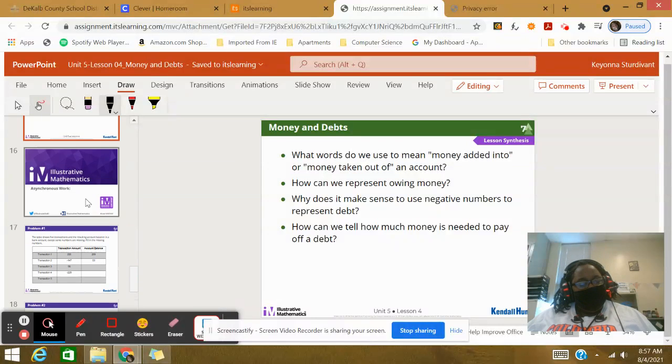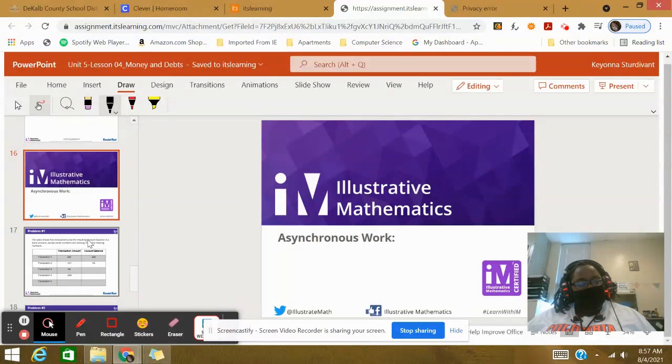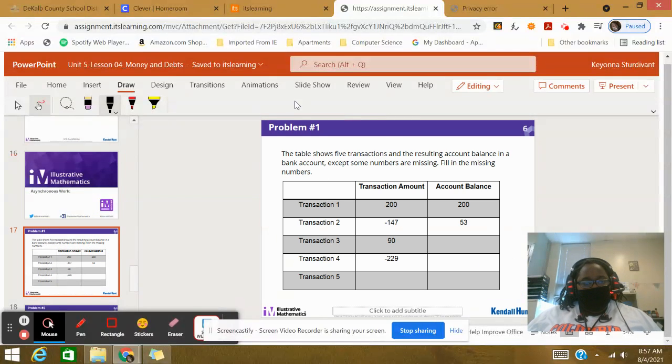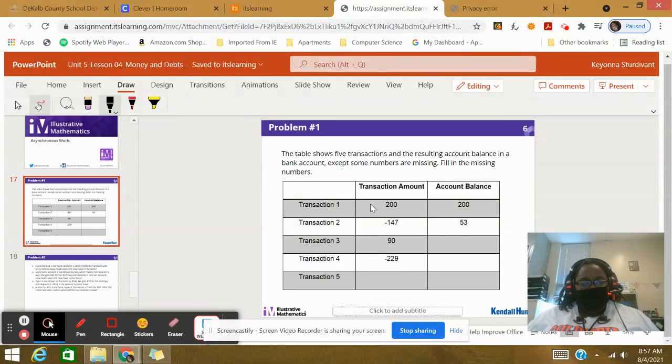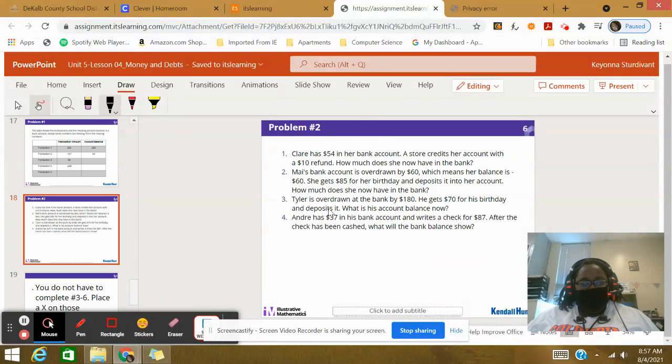Once you have looked through the lesson synopsis, you guys are going to go ahead and complete problem one and problem two. Problem one is asking you to fill in the chart. And then for problem two, you're going to answer questions 1 through 4. And I think yours is labeled A, B, C, and D if you're using a packet.